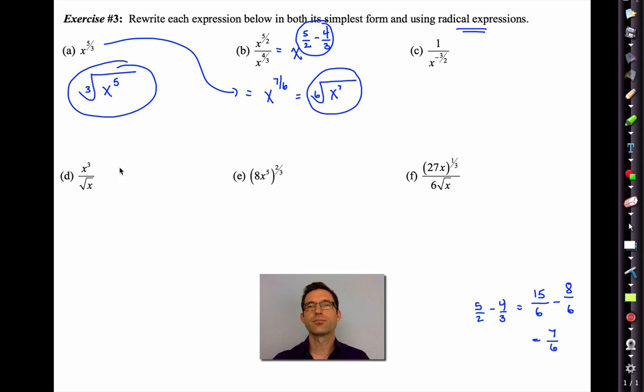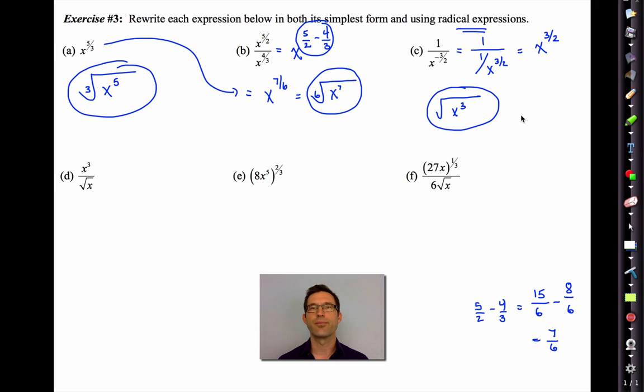All right. Well, if you thought it was just x to the positive 3/2, you're right, because what this really is 1 divided by 1 divided by x to the 3/2. But with a little flip, or however you think about dividing by fractions, that's just x to the 3/2. Now again, we're supposed to leave it with radical expressions, so that's our final answer.